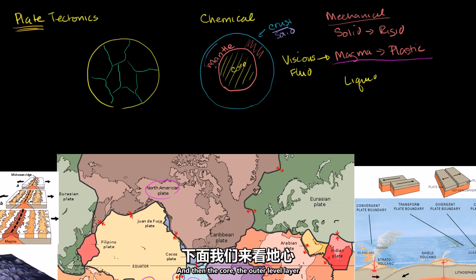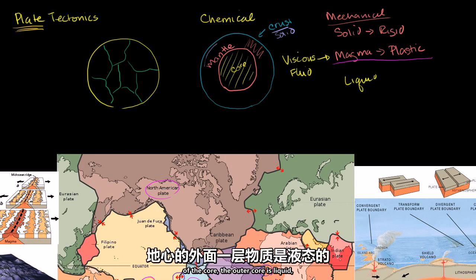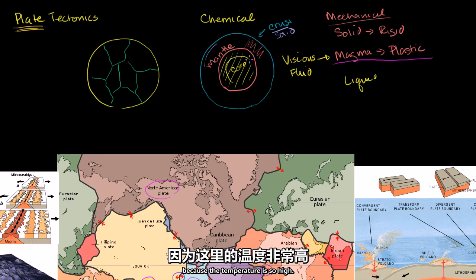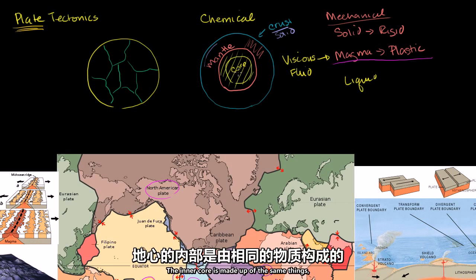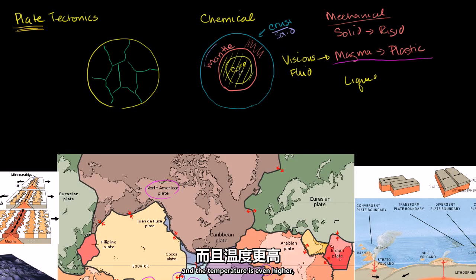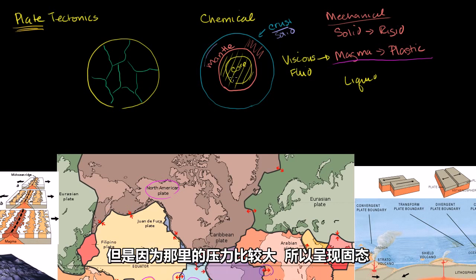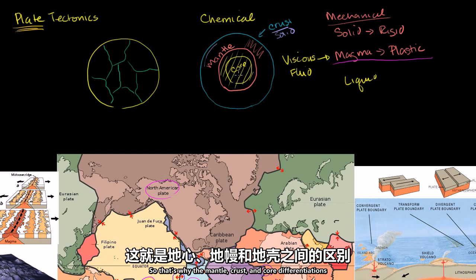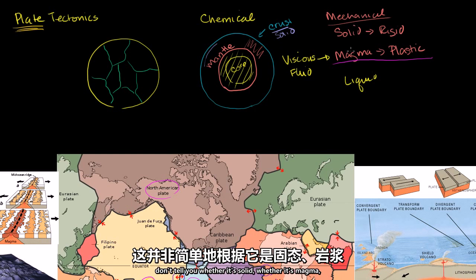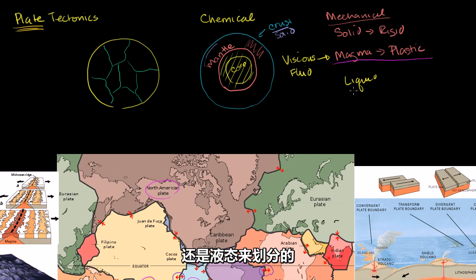And then the core, the outer layer of the core, the outer core is liquid because the temperature is so high. The inner core is made up of the same things, and the temperature is even higher. But since the pressure is so high, it's actually solid. So that's why the mantle, crust, and core differentiations don't tell you whether it's solid, whether it's magma, or whether it's really a liquid. It just really tells you what the makeup is.